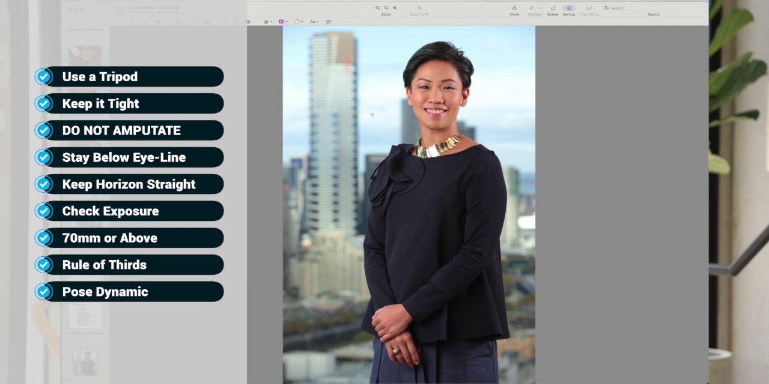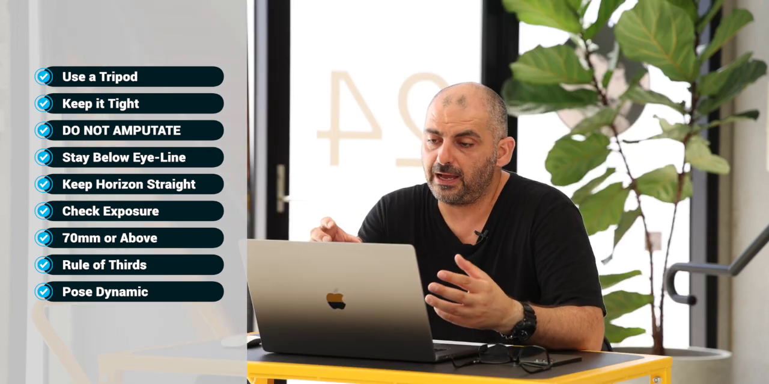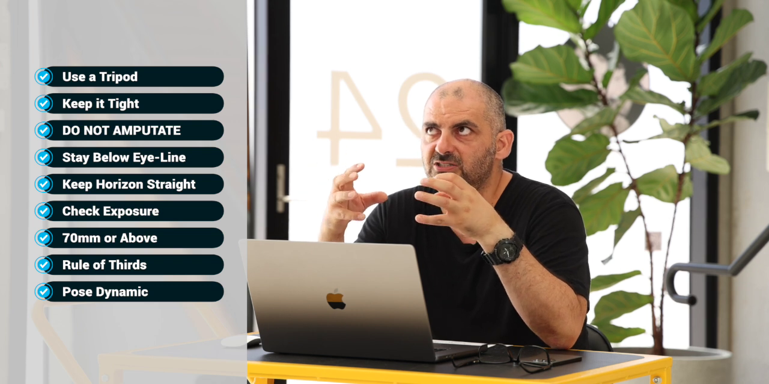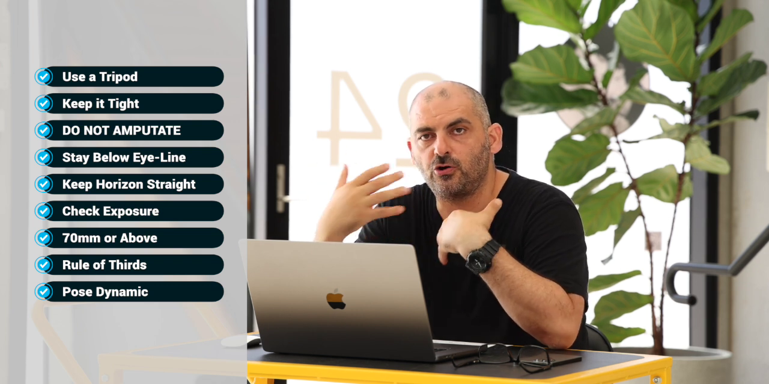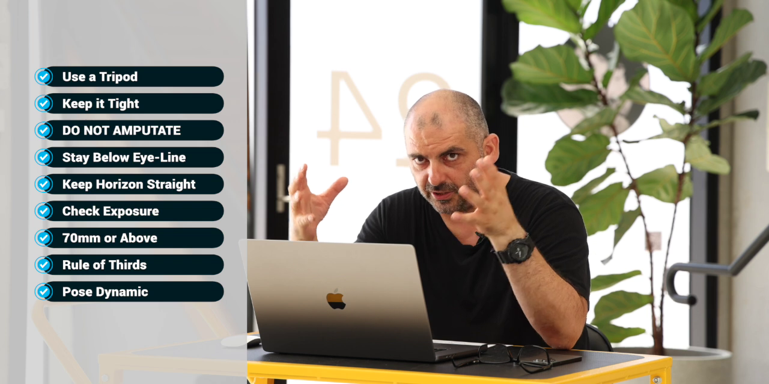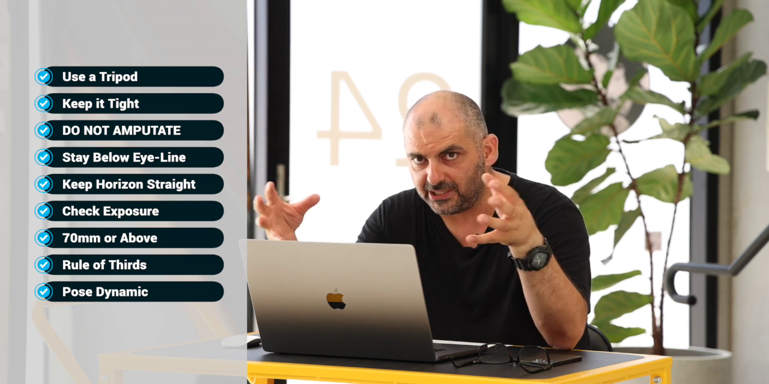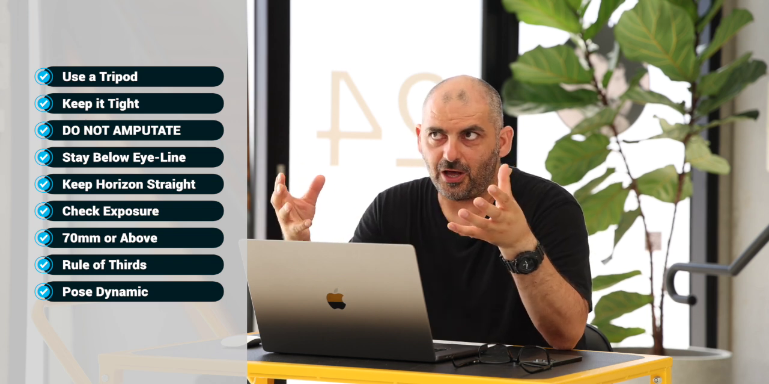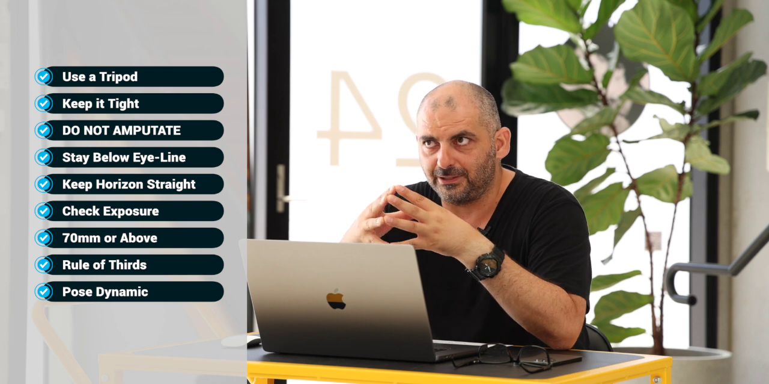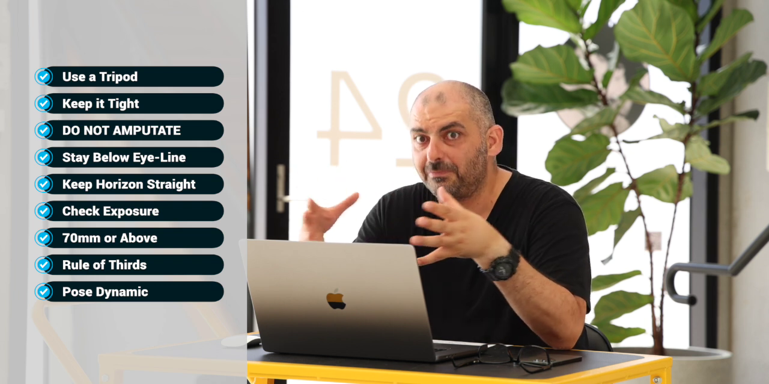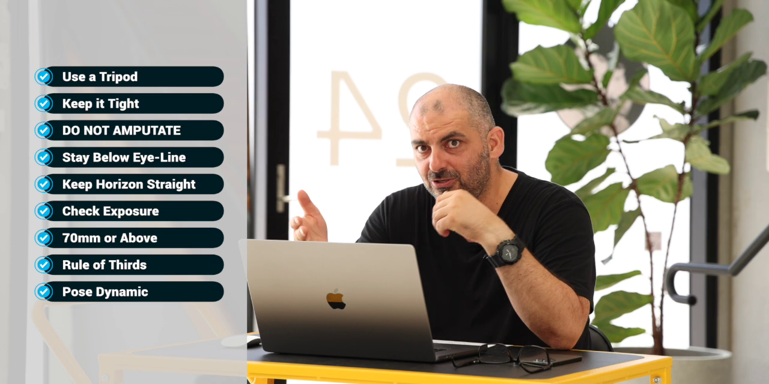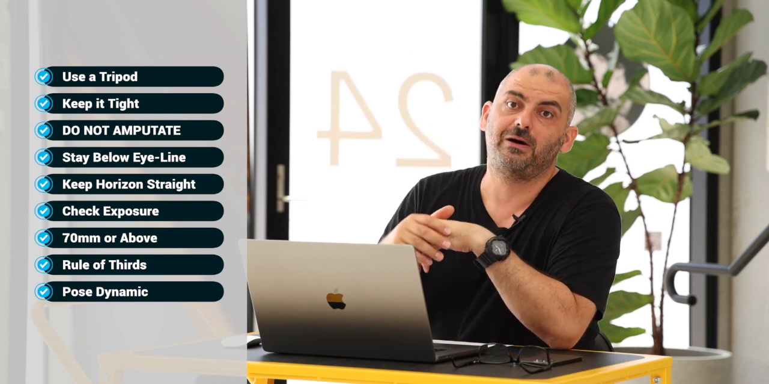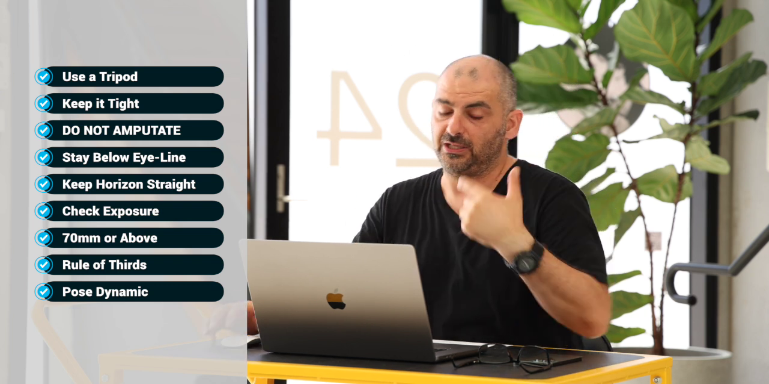The horizon is straight. So is the vertical. The exposure is good. 70 millimeters above. Now, 70 millimeters or above allows you to be able to take advantage of something called compression. When you're using a longer lens, your image or the subjects within your image are going to be compressed. I don't know anybody who wants to be photographed and be expanded. They want to be compressed a bit. So using 70 millimeters or above allows you to be able to take advantage of that with your lenses.